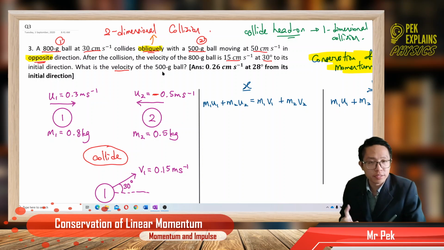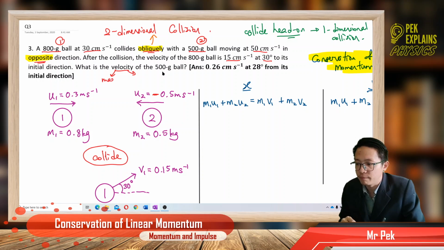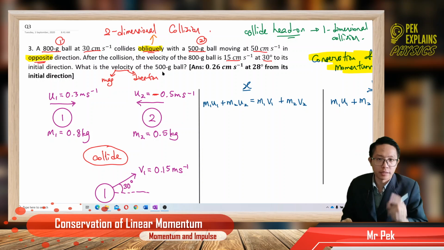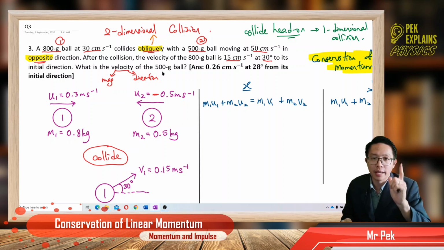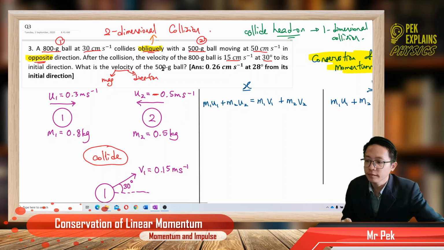Velocity is a vector. For a vector, you need to give two things: you need to find the magnitude and you need to find the direction. For a vector, you must give both magnitude and direction. If you give it without direction, you lose 1 mark. Good. Now let us continue.